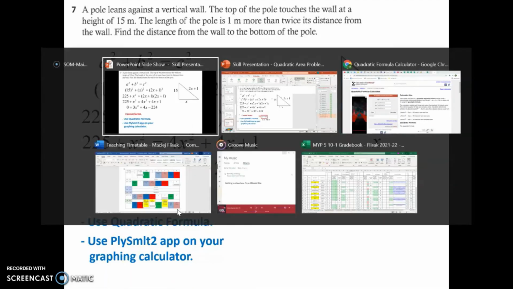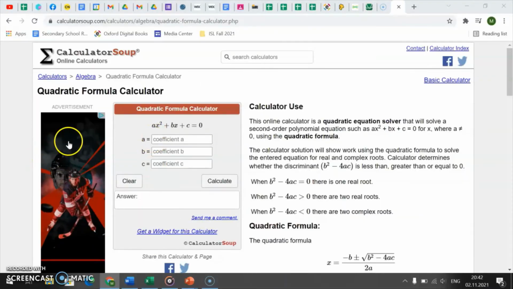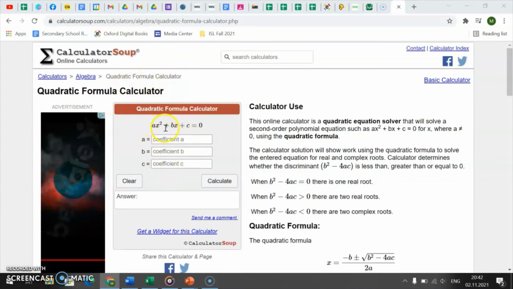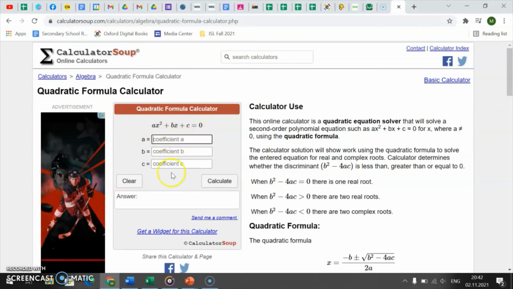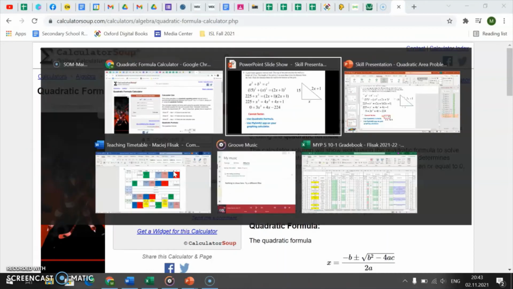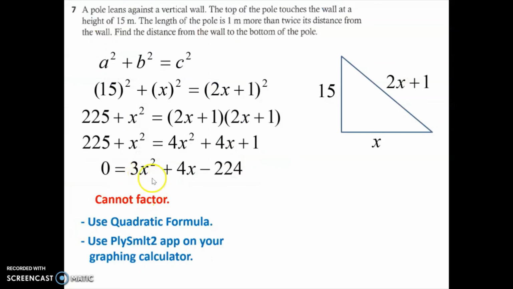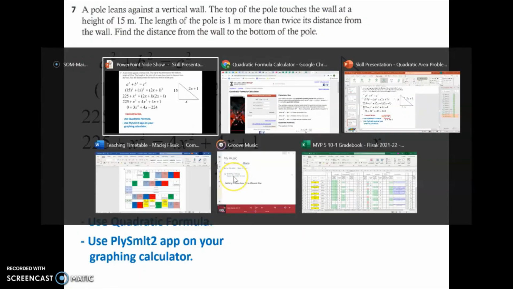So I've got one ready for myself here. I just searched online for a quadratic formula calculator, and I found this. See, it has a quadratic here in standard form equal to 0, and it allows you to enter the coefficients. And once you enter those, it'll give you the answer. So let's see, back on ours, we have 3, 4, and negative 224 as our 3 coefficients.